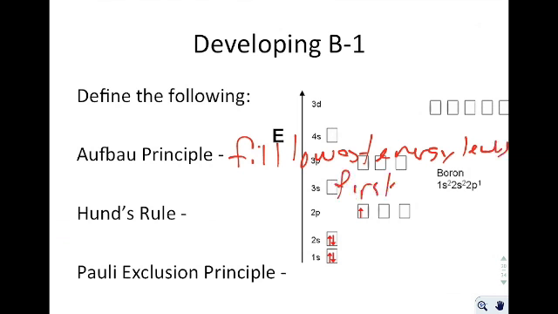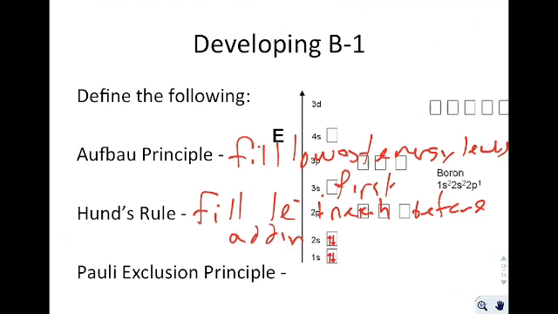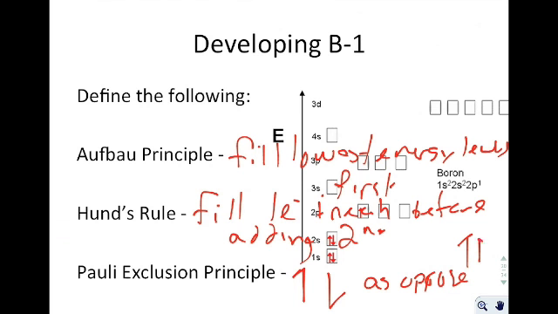Hund's rule says that you fill one electron in each orbital before adding a second. The Pauli exclusion rule says for every orbital you have to have one up and one down, as opposed to two that are up or two that are down. Okay, those are the definitions that guide how we put the electrons in.